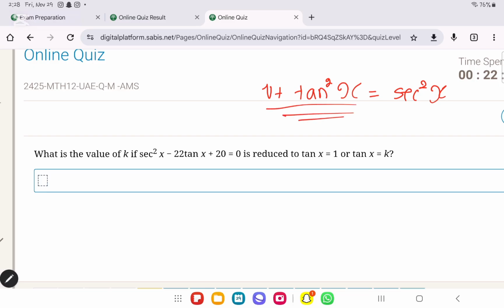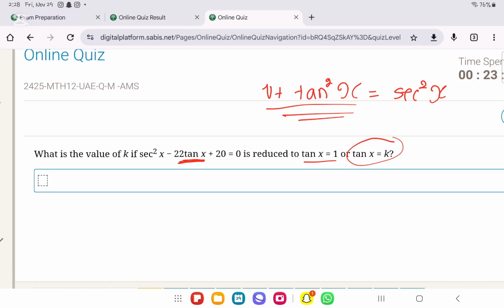Now, what is the value of k if secant squared x minus 22 tangent x plus 20 is equal to 0 is reduced to tangent x equal 1 or tangent x equal to k? They need us to find this, meaning they told us they found one of the roots, and they need us to find the other root. Very simply, we are going to look, can we replace the tangent with anything? Because you cannot have secant and tangent in the same expression. They have to be everything the same.